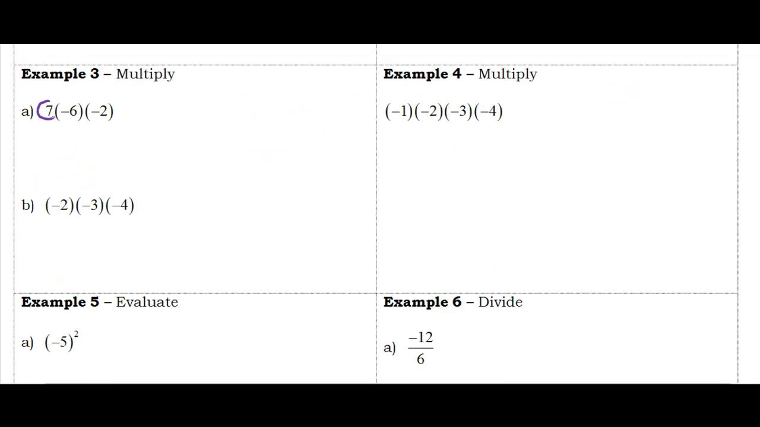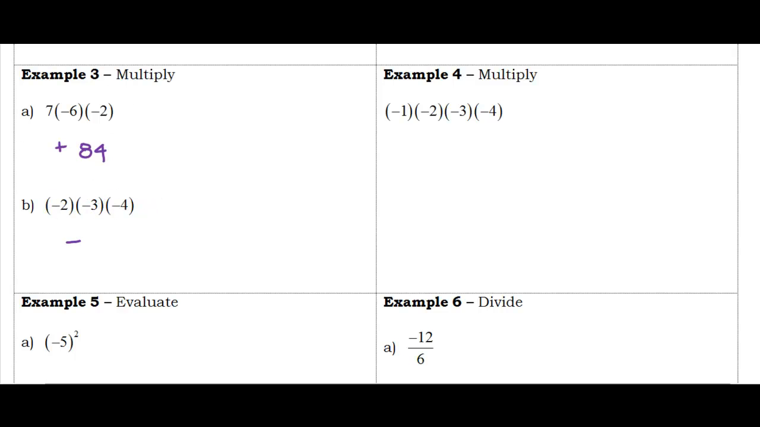So, what's a positive times a negative? A negative. I take that negative answer and multiply by another negative. Now what's my answer? Positive. Now that the sign is taken care of, 7 times 6? 42. 42 times 2? 84. Okay? What's a negative times a negative? A positive. We take that positive answer, multiply by a negative again. Now it's the sign. Negative.